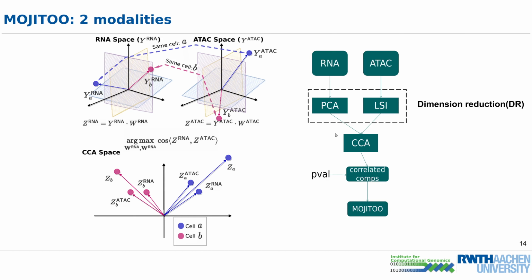The detail of the MOJITOO workflow is as follows. If there are two modalities, for example, RNA and ATAC modalities, with the dimension reduction, the running would be more efficient without losing information. We take these as input of MOJITOO and run CCA to get canonical components from RNA and ATAC. Before summing up, MOJITOO denoises the signal by keeping only significantly correlated CC components.